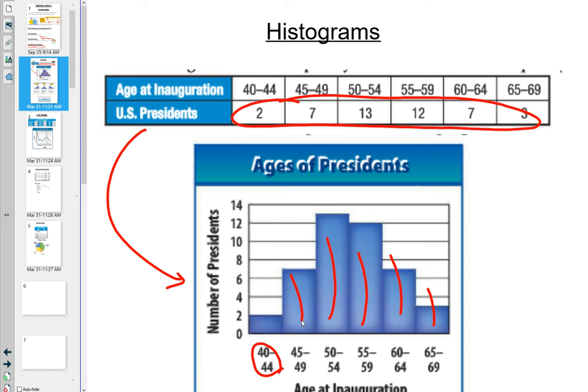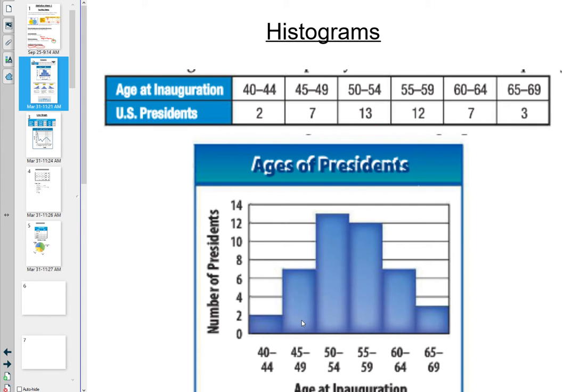Now, one thing that I just don't have a graphic for, but it's very similar to a histogram, is a dot plot. When you start seeing dot plots, they're kind of like histograms, but the only thing is instead of bars, they use dots. So like, how many presidents were between 40 and 44 when they took office? 2. So you would just put 2 dots going up. You'll see some of those. How many presidents were between 45 and 49? 7. So you would see 1, 2, 3, 4, 5, 6, 7 dots going up like that. It's very similar to a histogram. You'll see some of those.